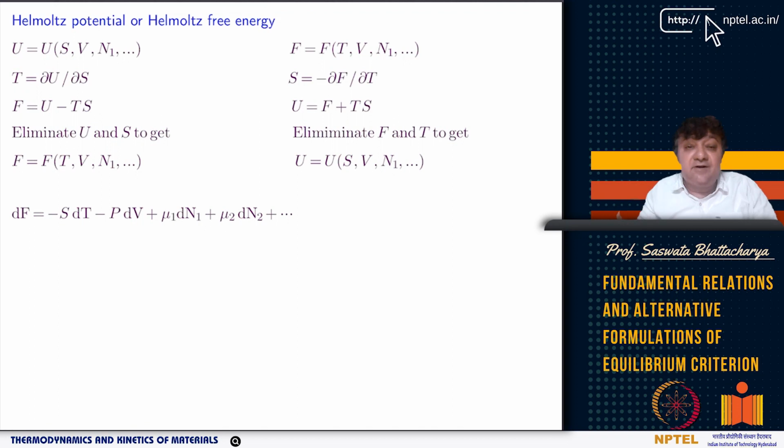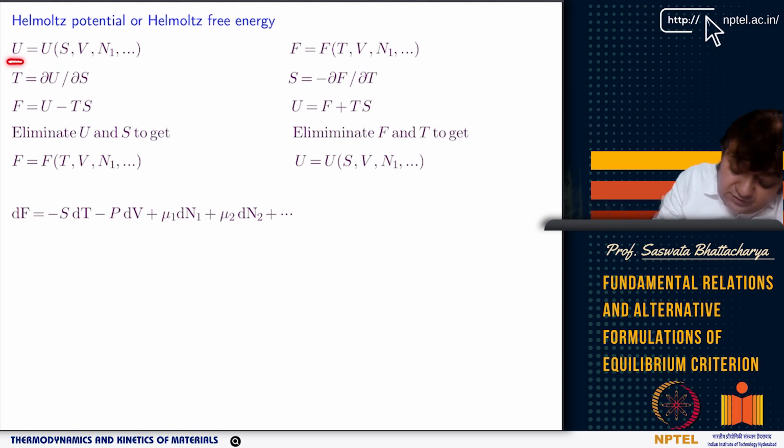Now, very intuitively you can immediately realize this. You have U as a function of S, V, N1, and so on. Now you want to replace S by its conjugate, which is T, and T is nothing but del U del S, keeping V and all other mole numbers constant. And F, which is an intercept, is U minus TS. See, F equals U minus TS. It immediately comes in. Now, if you do this, you eliminate U.